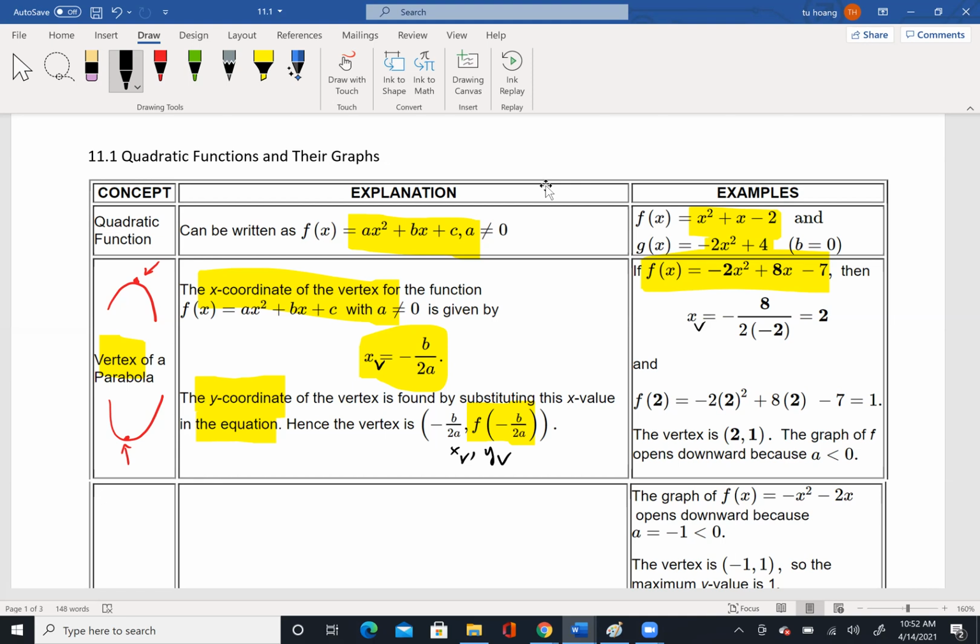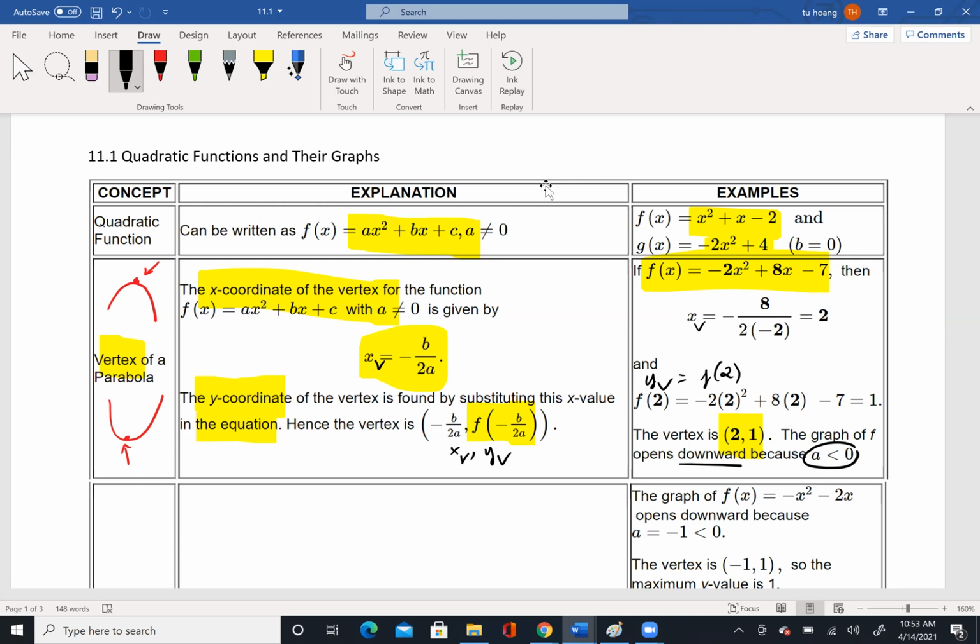And then we're going to find the y vertex, which will be equal to f of 2, or f of xv. Then you substitute 2 into f(x), and you get f(2) equal to negative 2 times 2 squared plus 8 times 2 minus 7, which equals 1. And then the vertex will be equal to (2, 1). Okay, so the graph of f will open downward because a is less than 0.